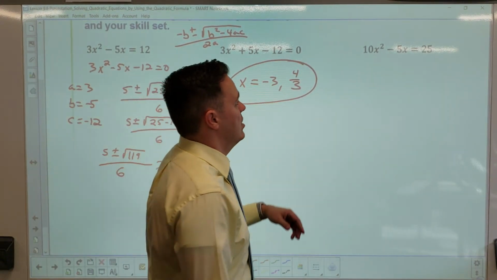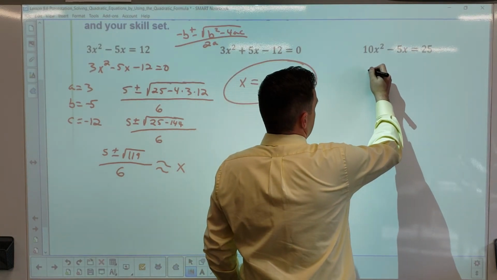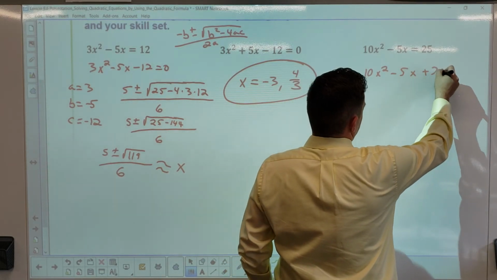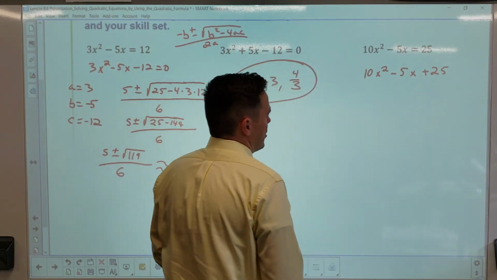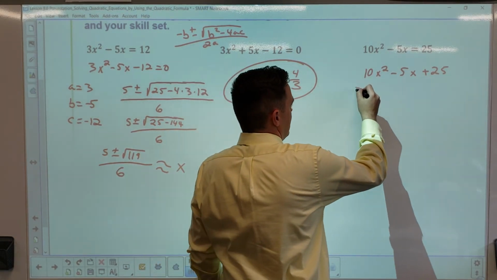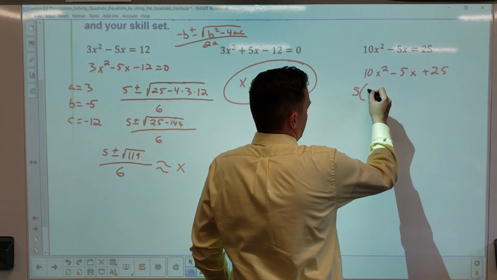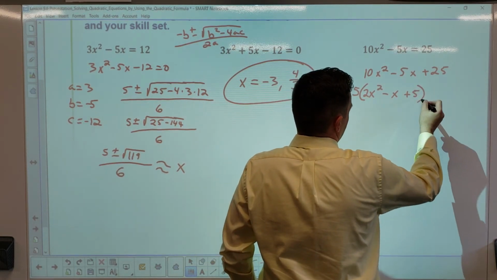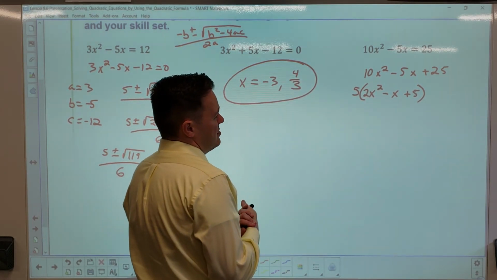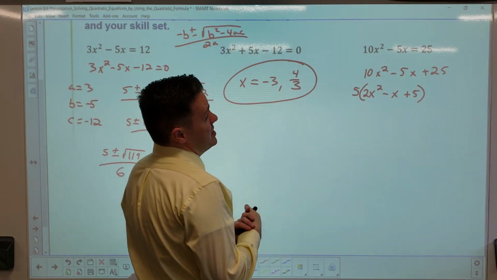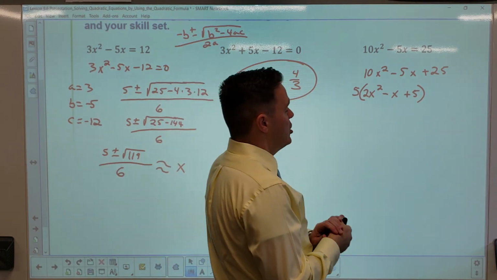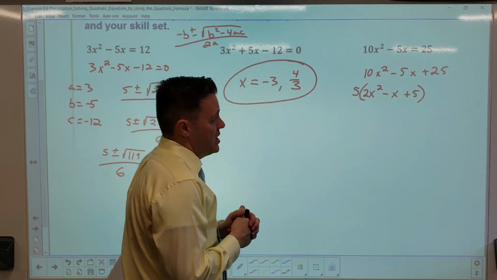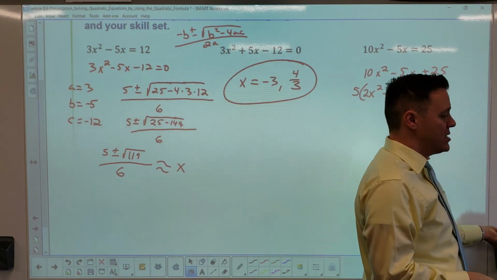All right, this one right here, I could factor out a 5 from both sides. So if I go 10x squared minus 5x plus 25, and I factor out a 5, then I'd be left with 2x squared minus x plus 5. Is that a perfect square? Let me see here, 10, 5, 10 and 2. I'm not sure if it is or not. So you could do some more work on it, but that's what we're going to be going over in class, seeing if we can answer these and what's the best way.